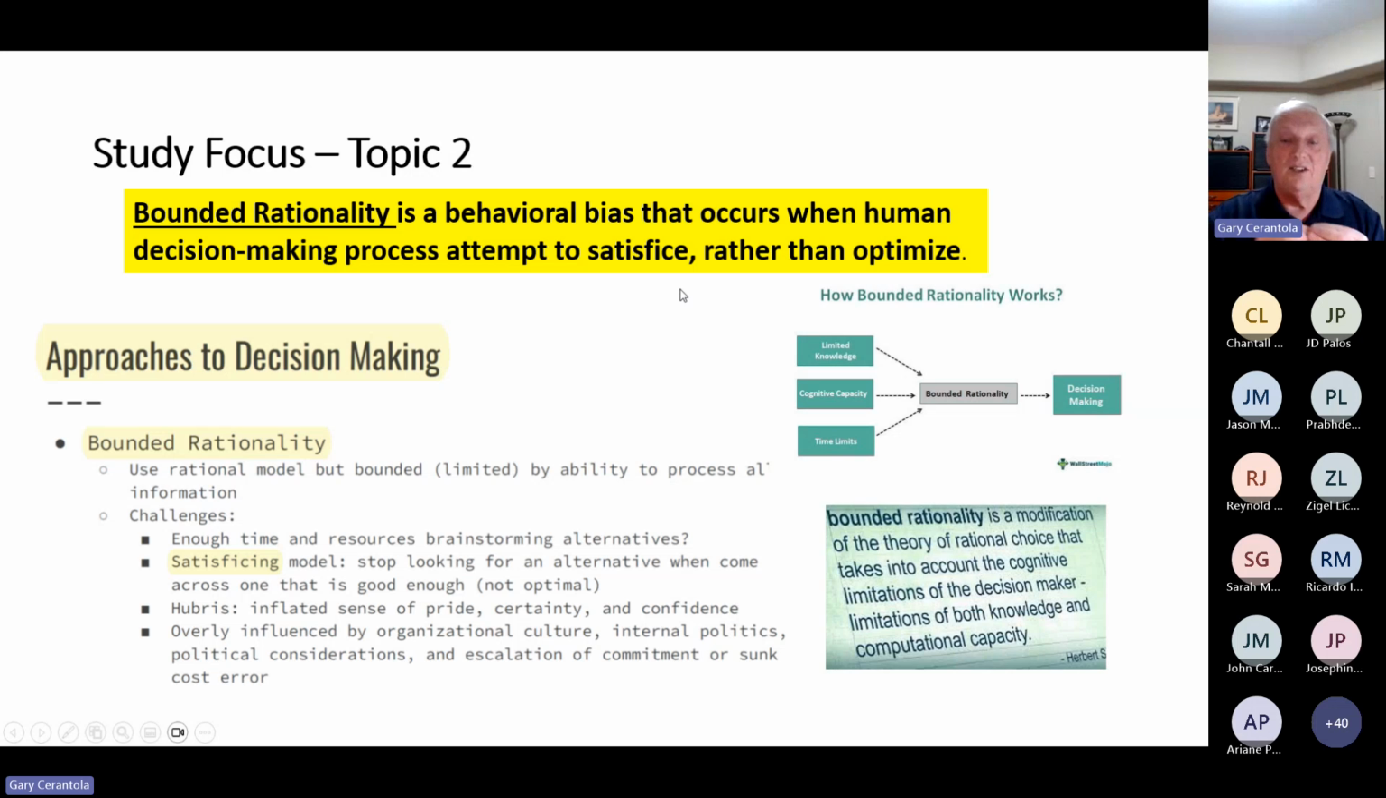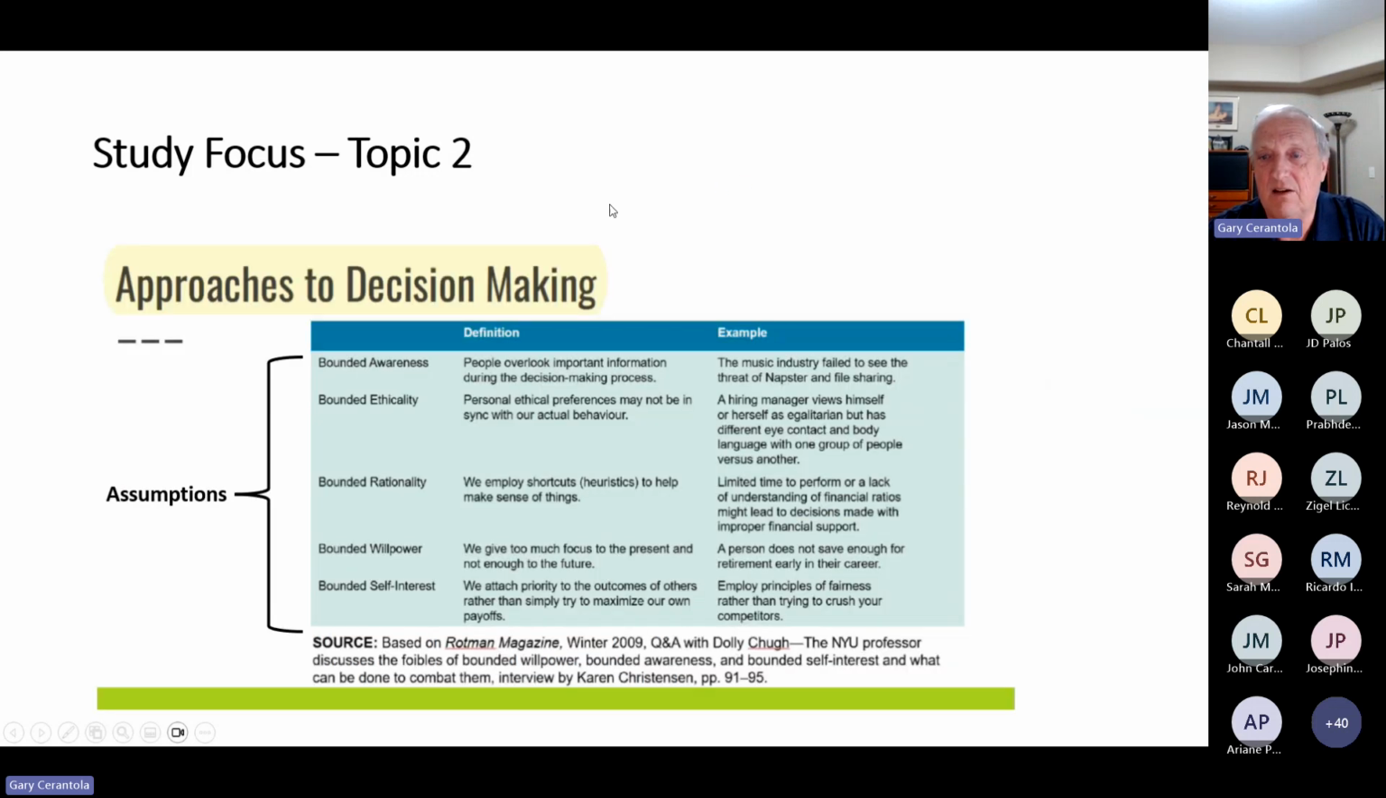So what it is, it's bounded rationality. You use a rational model, but bounded by the ability to process all the information. And there's challenges, so we get into the satisficing. So understand what that is, and sometimes it's just hubris, like, okay, we know everything, we're successful in this area, and we can do no wrong. So hey, this sounds like a good idea, let's do it, rather than truly analyze that decision. So that's a key concept.